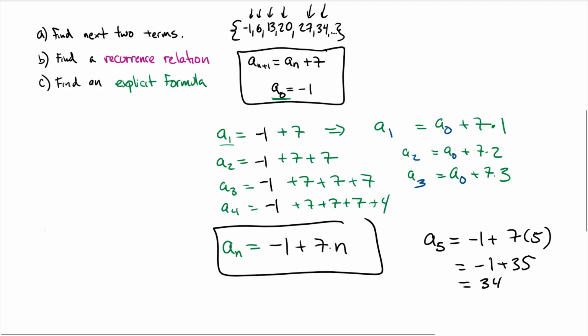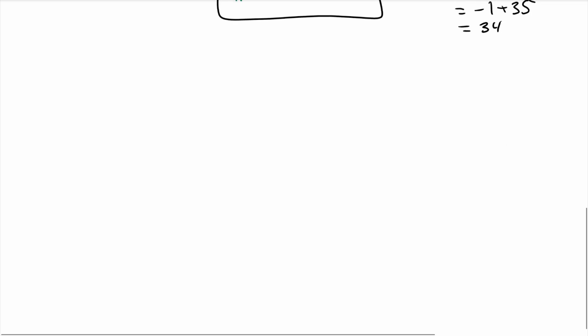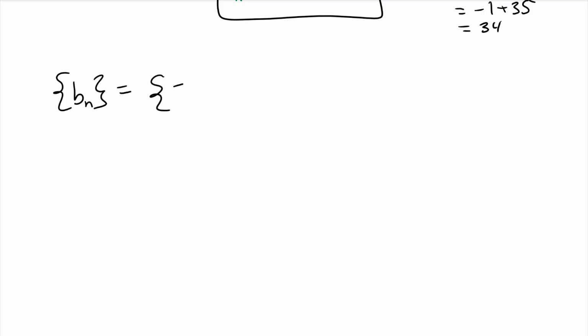Let's do another. This time I won't explain quite as much. I'll try to explain a little bit. So now let's say we have some other one, some different sequence. I'm going to call it b sub n. And we're going to say that this is 3, 6, 12, 24, 48, dot, dot, dot. All right, let's go.